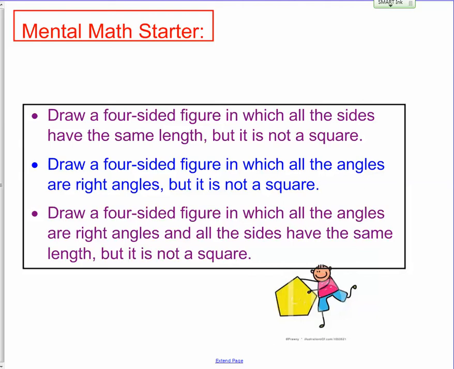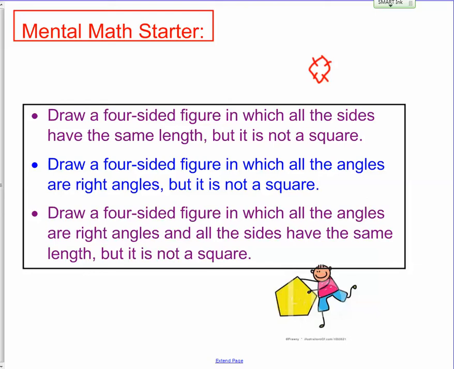We started today with this mental math starter. You had to draw a four-sided figure in which all the sides had the same length, but it was not a square. And what you guys ended up drawing, if it couldn't be a square and all the sides were the same length, it had to be a rhombus. I can't really draw this very well with my pen, but we talked about the proper way to mark when all four sides are equal. And we didn't say it had to have 90, in fact we said it could not have 90-degree angles.